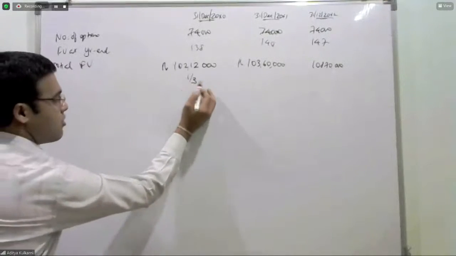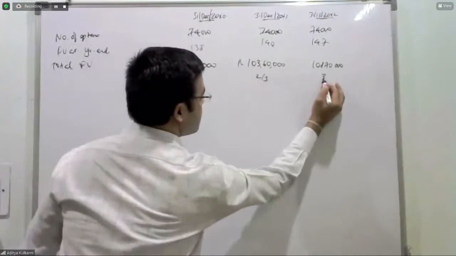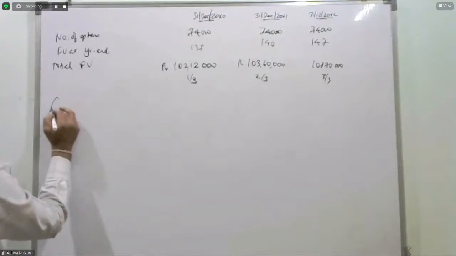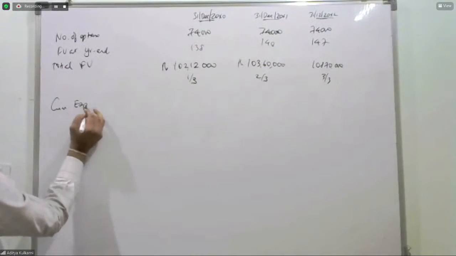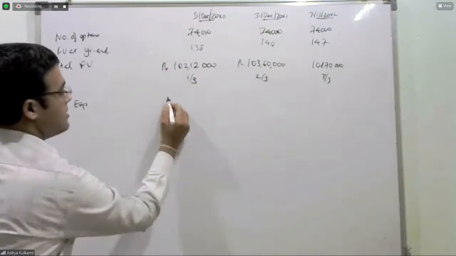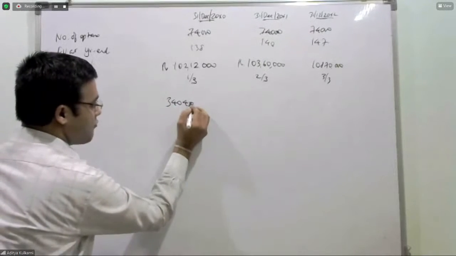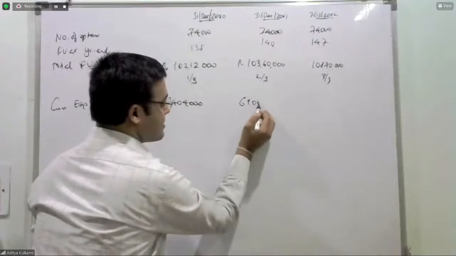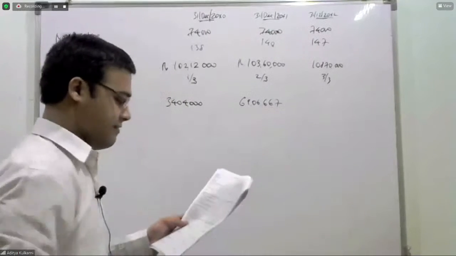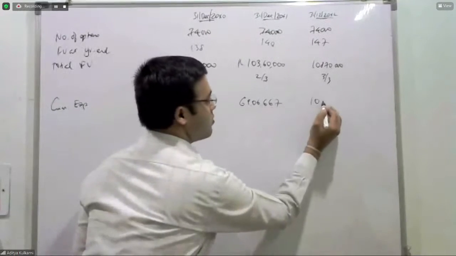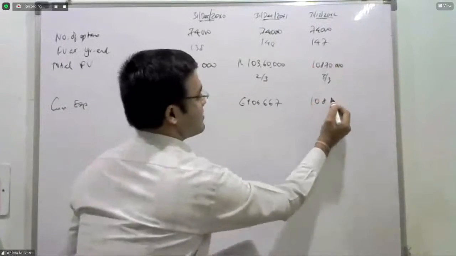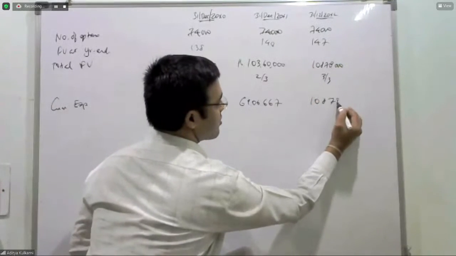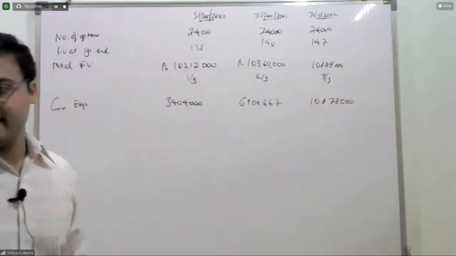So vesting over 3 years, 1/3, 2/3, 3/3, the cumulative expense will be how much? 34 lakh 4,000. Here it will be 69 lakh 6,667, and finally it will be 1 crore 8 lakh 78,000.